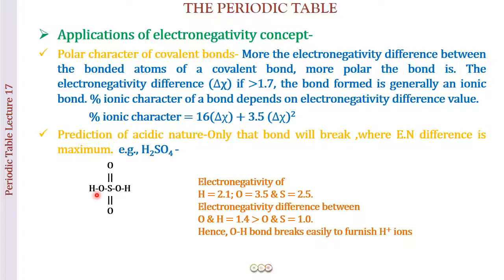So now what I told you is to break the bond where the electronegativity difference is maximum. So we will break which bond? We will break this bond. The moment this bond breaks, what is it going to release? It is going to release H ions. So hence, wherever the electronegativity difference is maximum, we are going to break that bond, and from that we are going to understand whether the considered compound is acidic or not. Okay, so I hope this is clear.